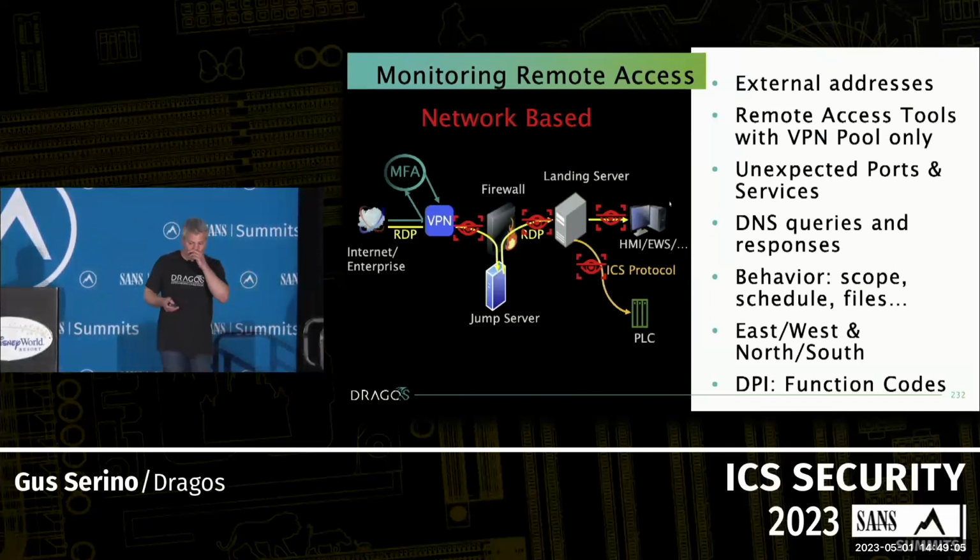And then the bottom bullet there, DPI. This is really about looking at that ICS specific stuff. We have function codes in our protocols that communicate to our ICS devices.